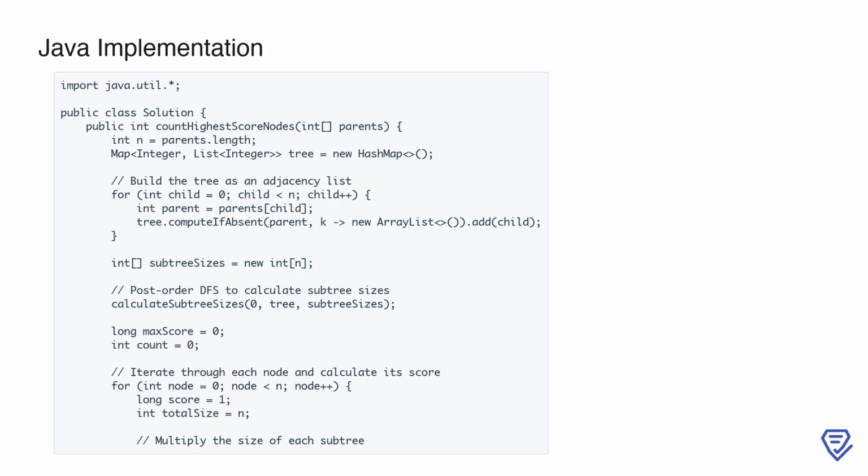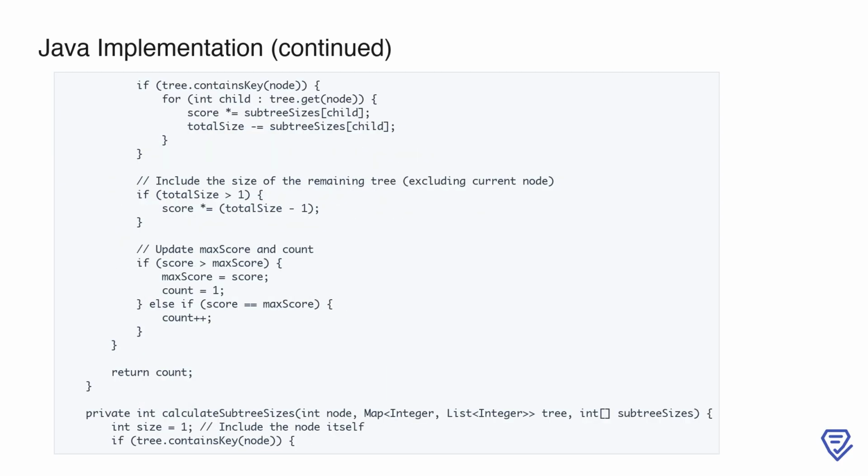The process for calculating scores begins by iterating through each node and initializing its score to 1. Additionally, a variable total_size is set to the total number of nodes, representing the size of the entire tree. Now, for each node, we check if it has child nodes by verifying its presence in the adjacency list. If the node has children, we iterate through each child node. For each child, we multiply the current score by the size of the subtree rooted at that child, essentially considering the contribution of that subtree to the score.